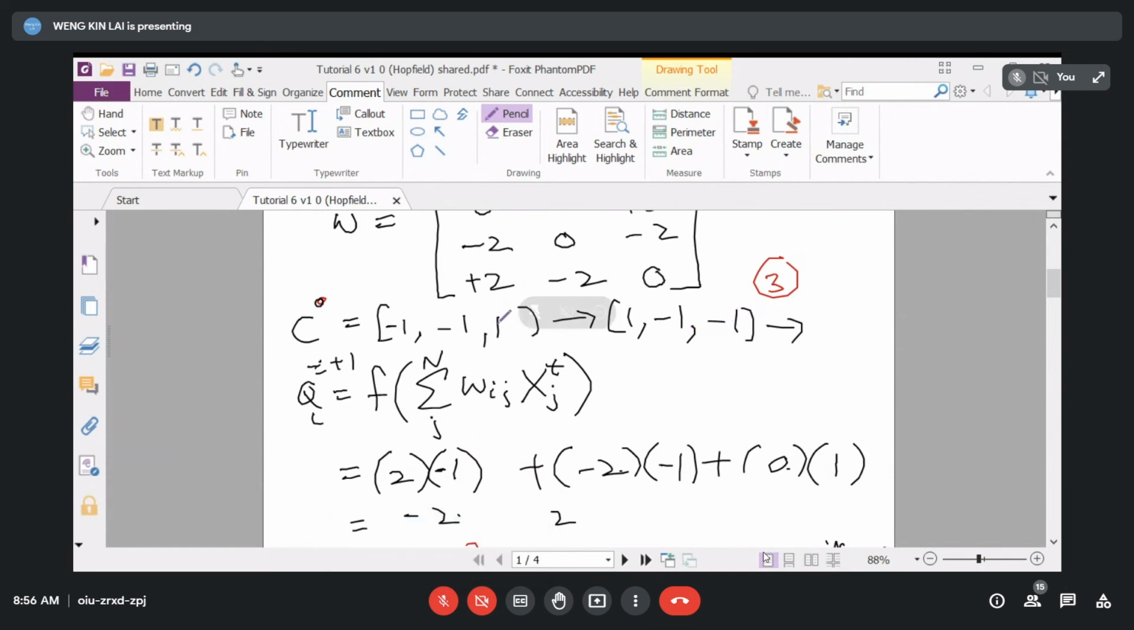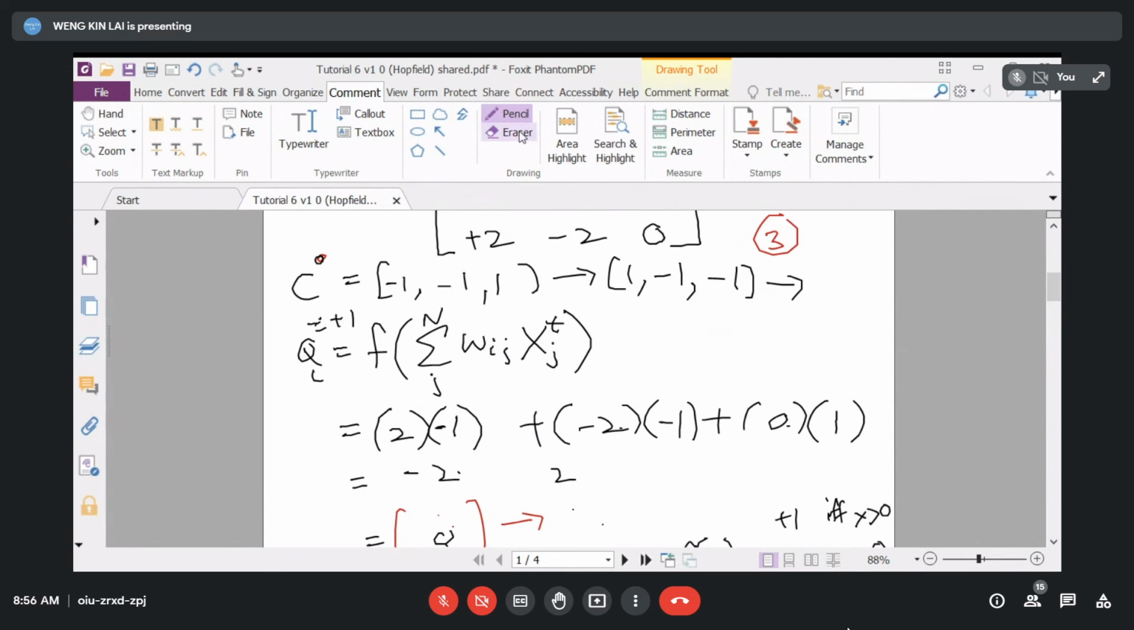right? So after this, does it go back to this or does it go to A or whatever? So it doesn't matter. So we need to calculate again, right? So we need to change this. So the pattern will be based on the previous one.